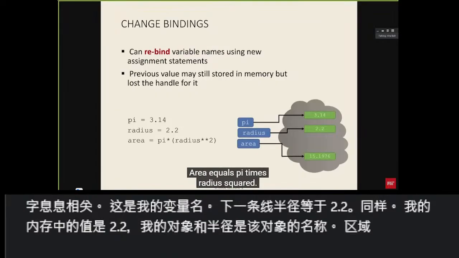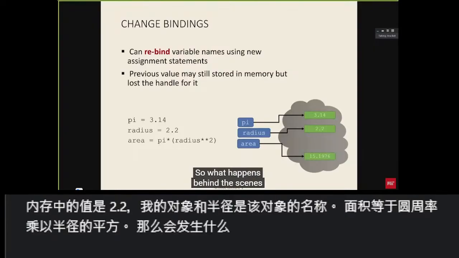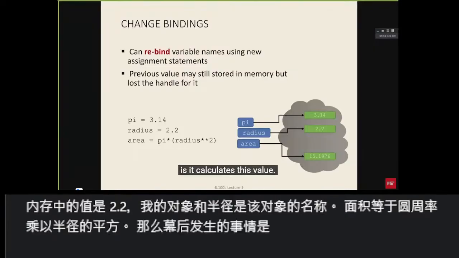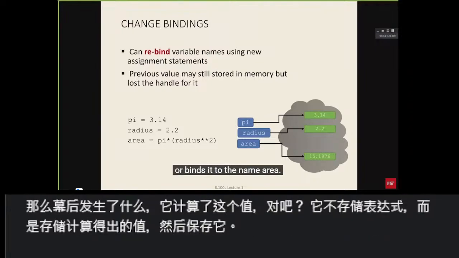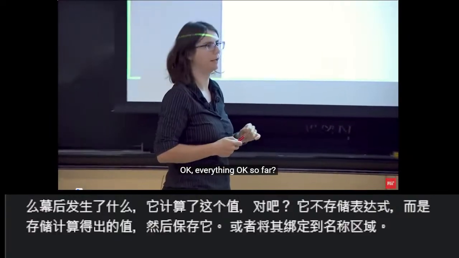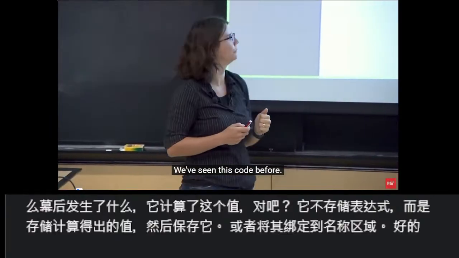Area equals pi times radius squared. So what happens behind the scenes is it calculates this value. It doesn't store the expression, it stores the value resulting from the calculation, and then it binds it to the name area. Okay, everything okay so far? We've seen this code before, cool.